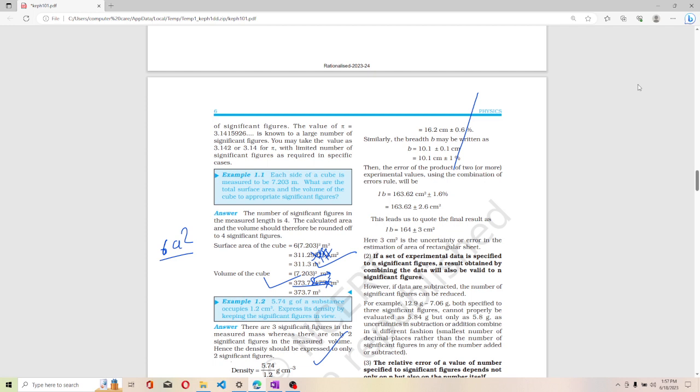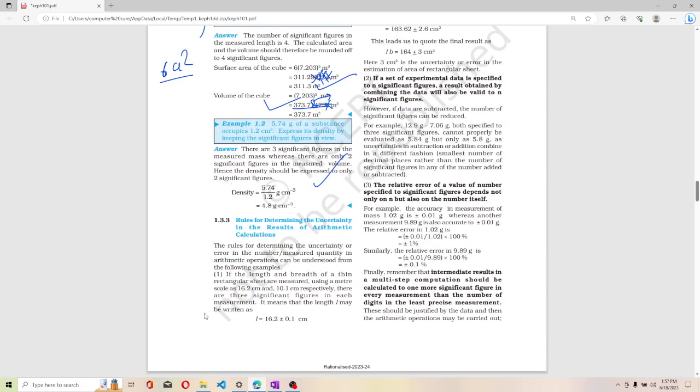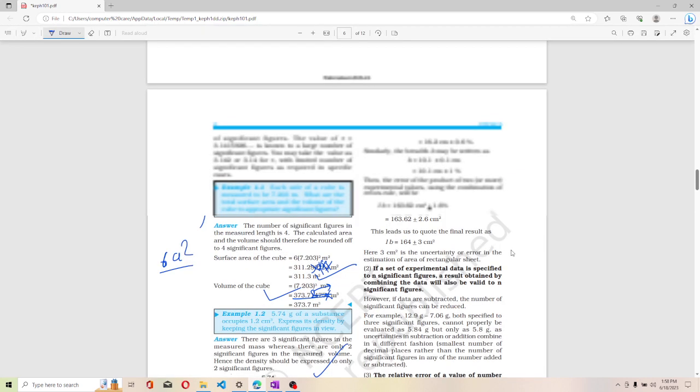Okay, what is this one? Rules for determining uncertainty in mathematical calculations. Okay, so like we have this length which is having this much, and the uncertainty is 0.1 centimeter. Okay, so now we have to find out the percentage. Okay. So how can you do that?